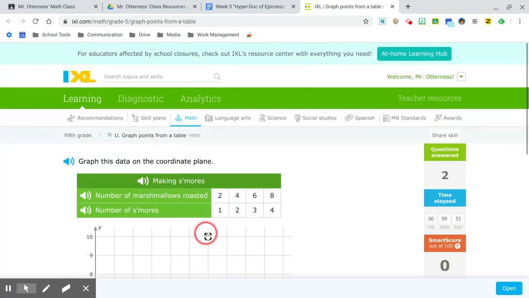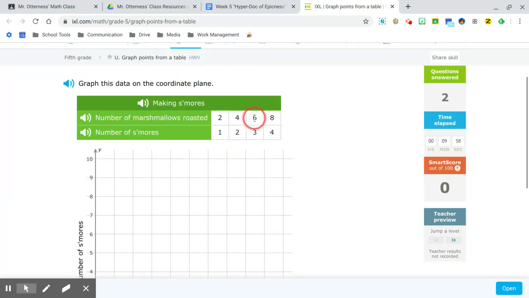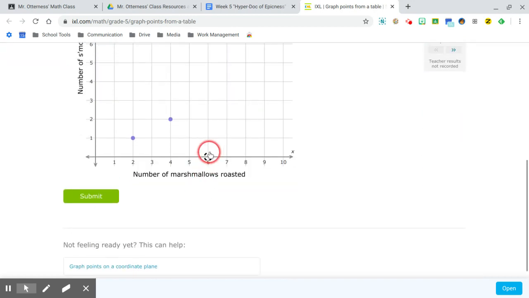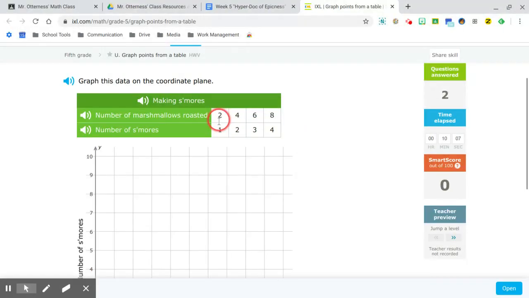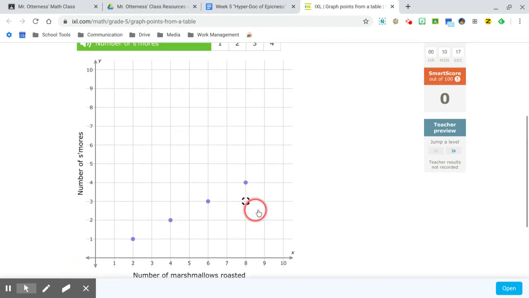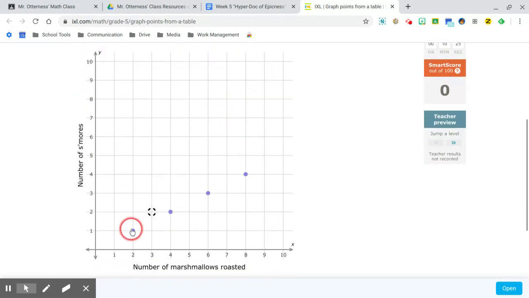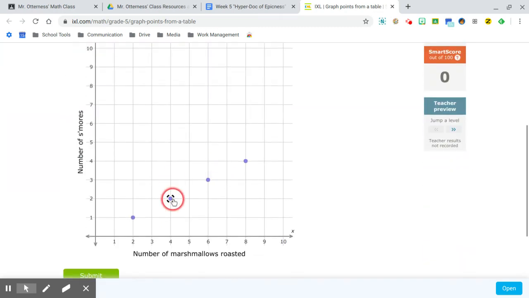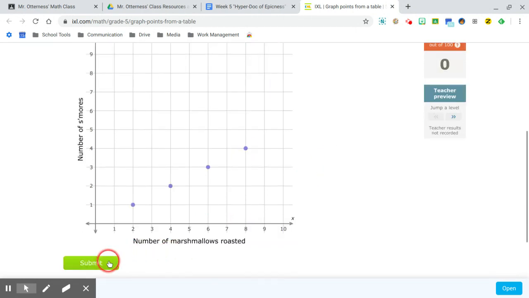So if we go to 5, right? Or, I'm sorry, 6 marshmallows roasted, we're simply moving up 1, right? So 2 to 1, 4 to 2, 6 to 3, 8 to 4. Okay? So if we move to 8, we've got all 4 of our relationships plotted, right? 2, 1, ordered pair, which is right here. 4, 2, ordered pair right there. 6, 3, right there. 8, 4, right there. Okay.